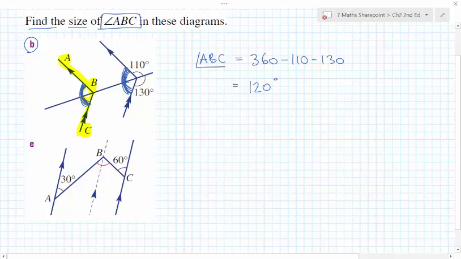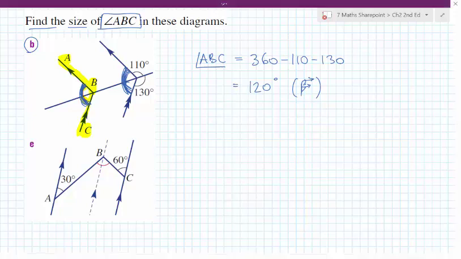degrees. And really the rules that I've used here are corresponding angles. So essentially what I've got here is my F rule, which is for corresponding angles. So that's how I can go about doing that sort of question there. So let's have a look at E though.